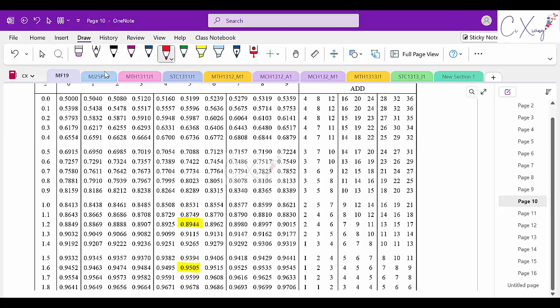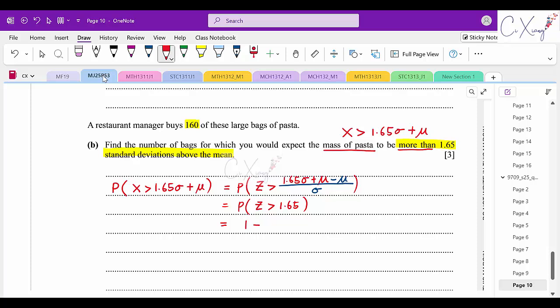Then put it back to our step. 1 minus 0.9505. Then you get 0.0495, correct to 3 significant figures. So when you take 1 minus 0.9505, you already get a 3 significant figure answer. Now, is this the final answer? No, because for this question, they are not asking for probability, but they are asking for the number of bags of pasta.